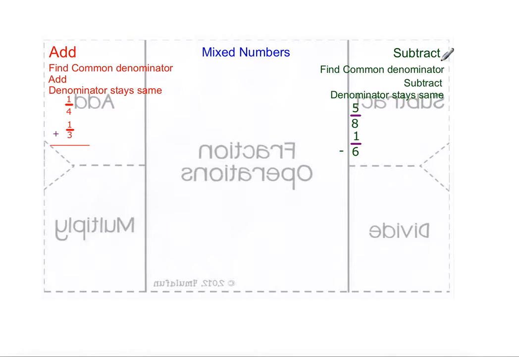It's the same directions for subtracting. So in the right corner, write subtract, find common denominator, subtract, and then denominator stays the same.